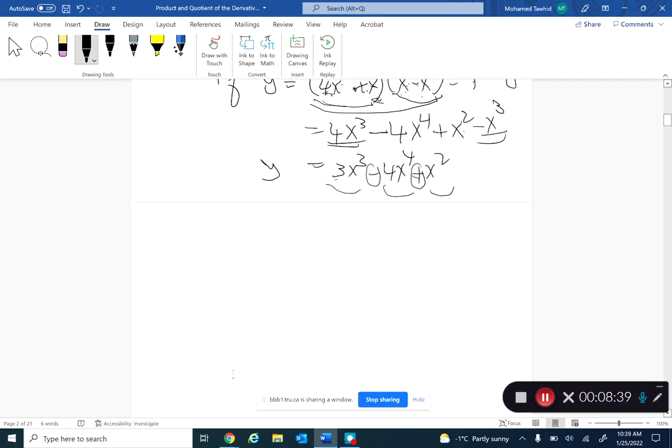So what do you have? If f, the first bracket, is 4x squared plus x, right? Then what is your g?